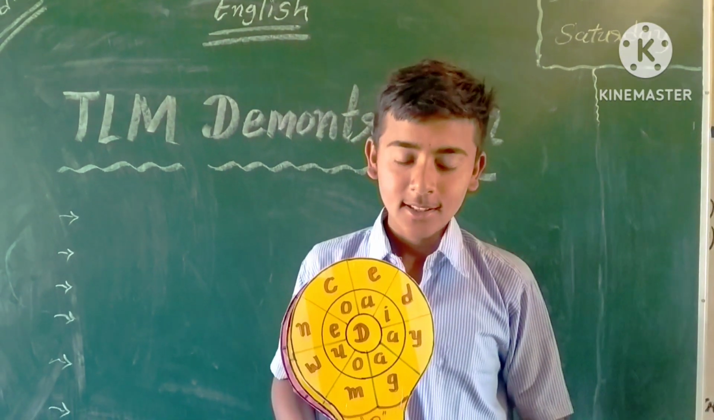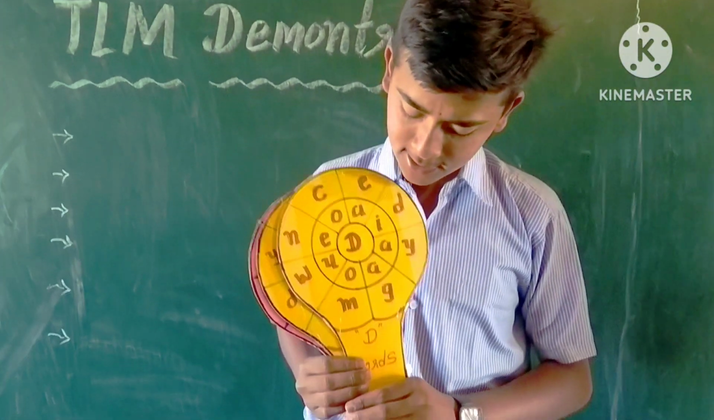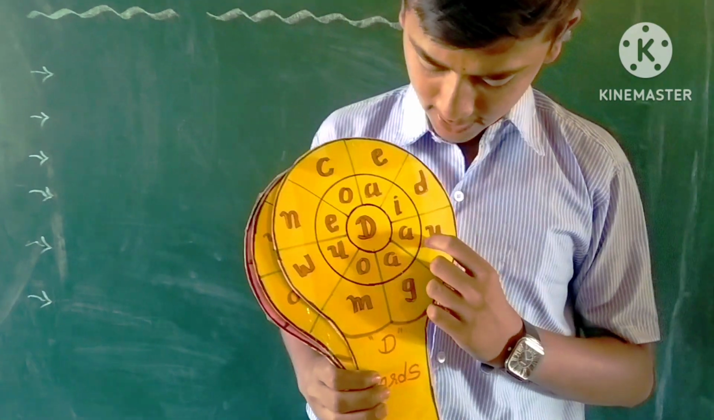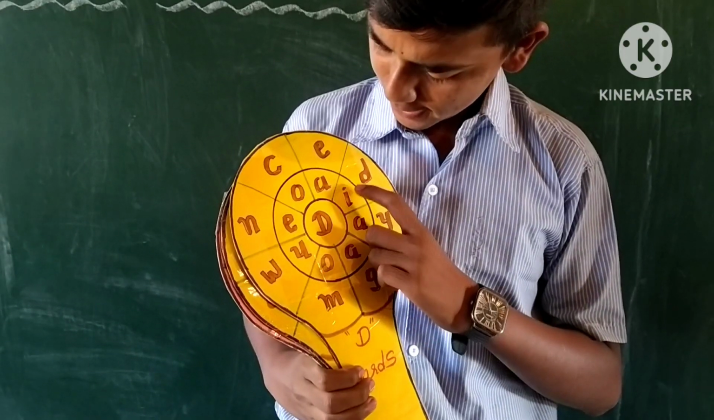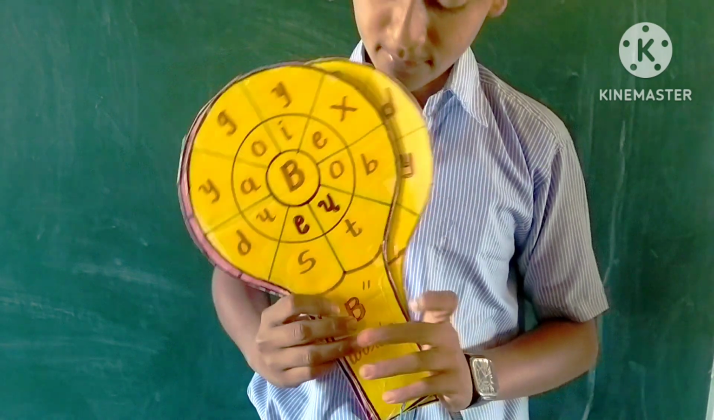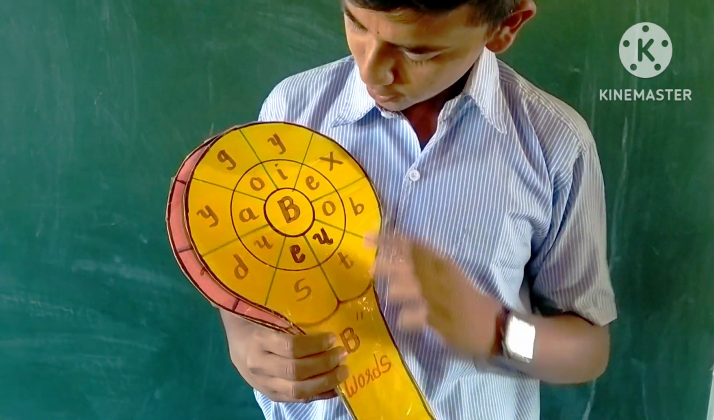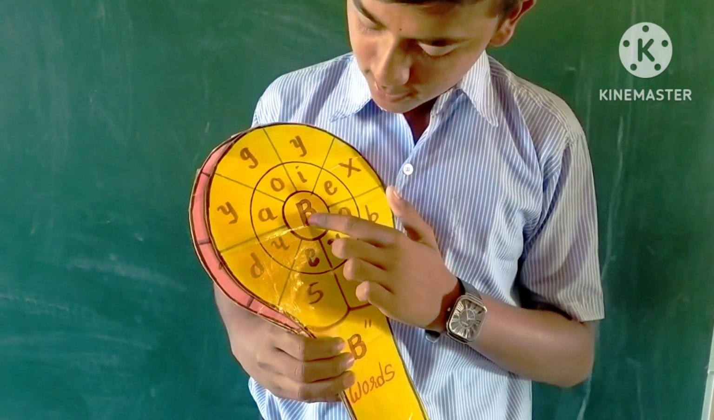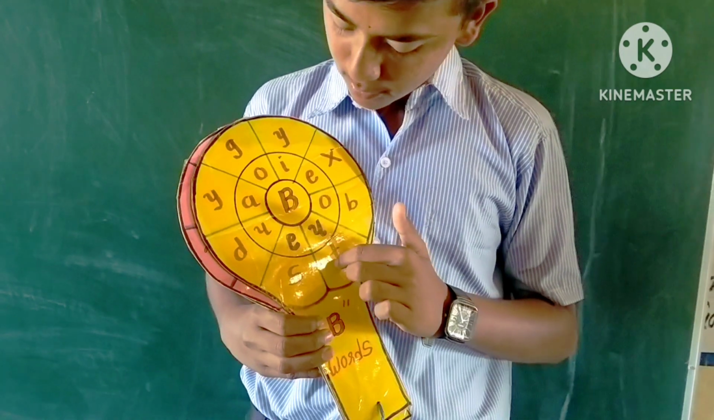Hello, I am Vishal. This is our word racket. Just like D-A-Y, day. D-I-D, did. B-O-X, box. B-U-T, but.